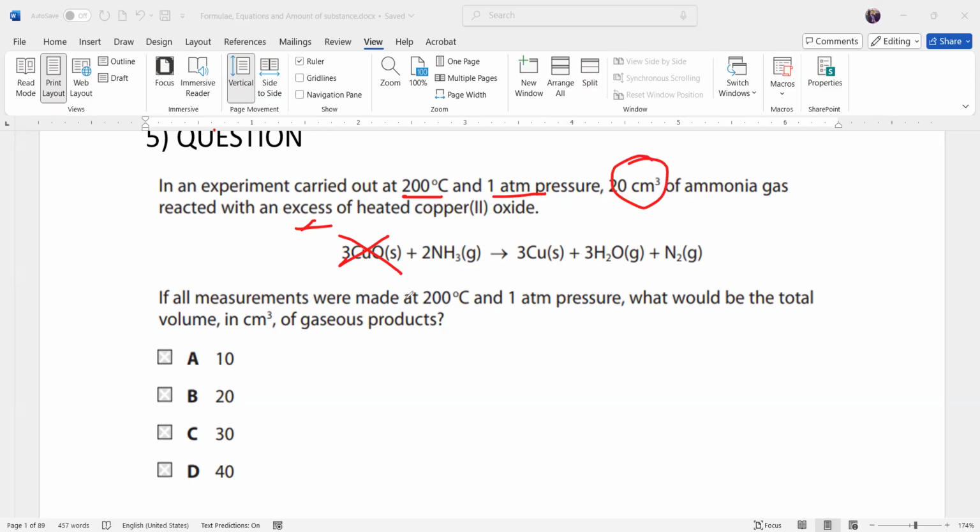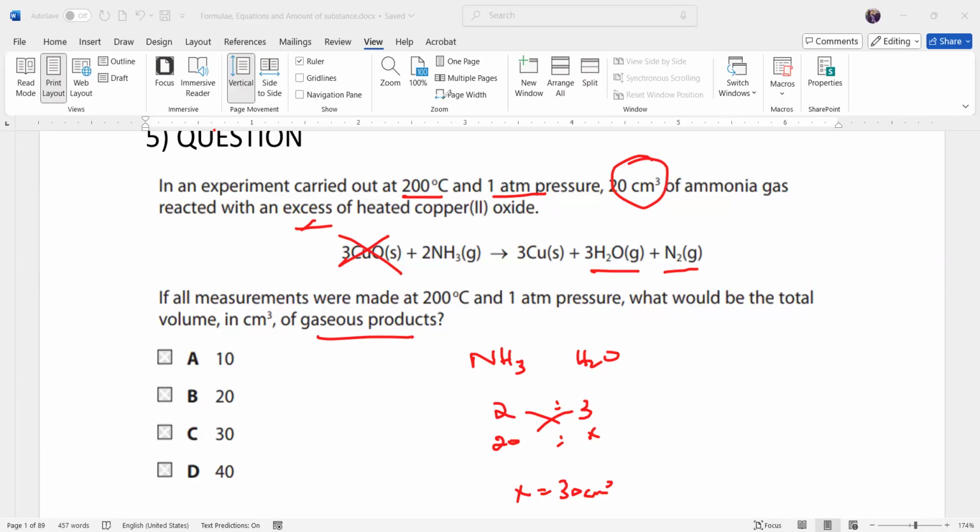So if all measurements were made, what would be the total volume of the gaseous product? So what are the gaseous products? We have water vapor and we have nitrogen. So what is the ratio between ammonia and water vapor? That is 2:3. So if the ratio is 2:3, 20 will be X, cross multiply. So what is the volume of the water vapor? It will be 30 cm cube.